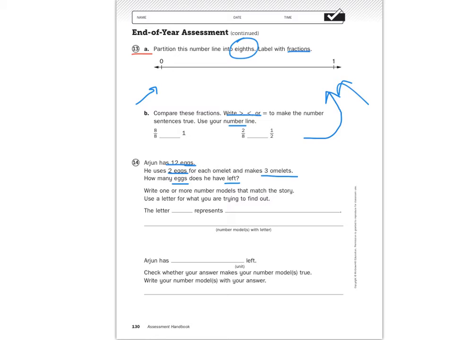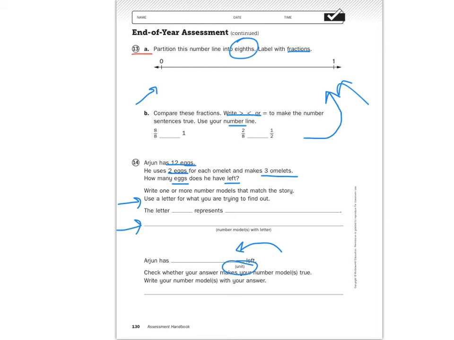Write one or more number models to match the story. Use a letter for what you're trying to find out. If you choose to use parentheses, you only need 1 number model. If you don't use parentheses, you will likely need 2 number models. And then you need to include number models with a letter, and then include how many he has left.